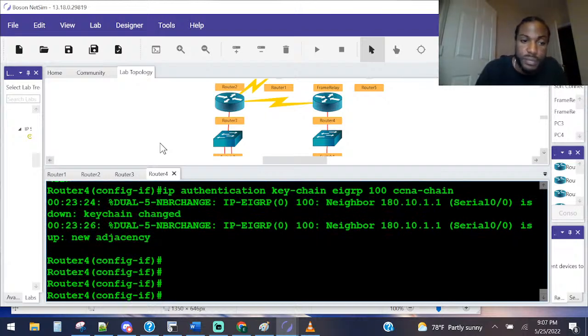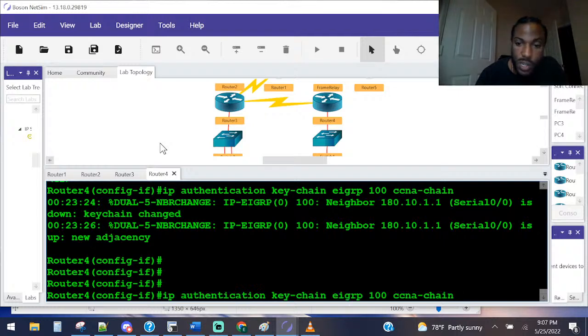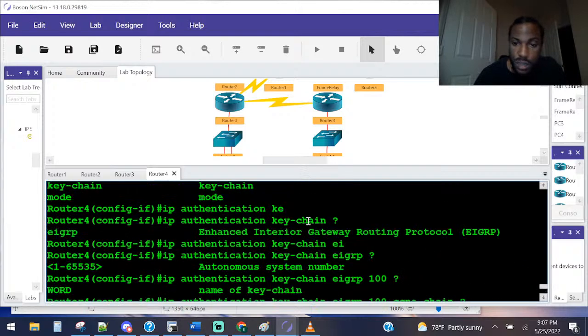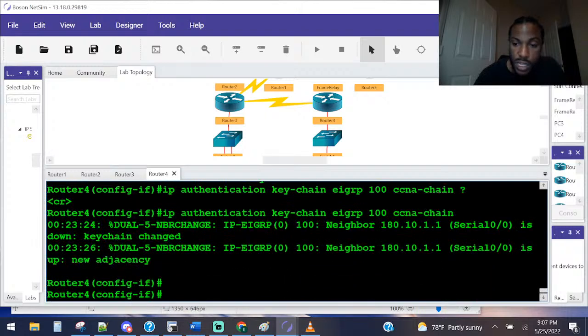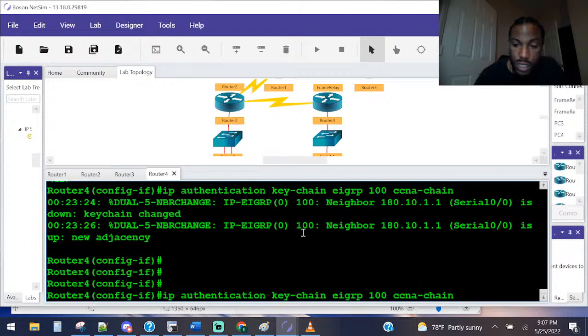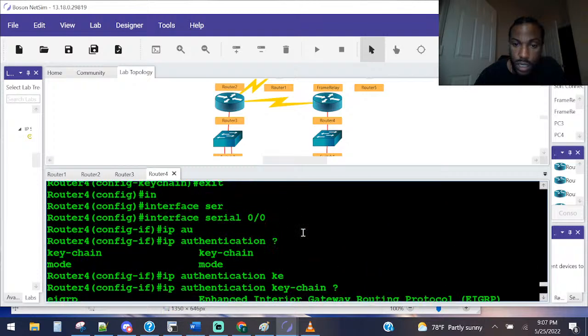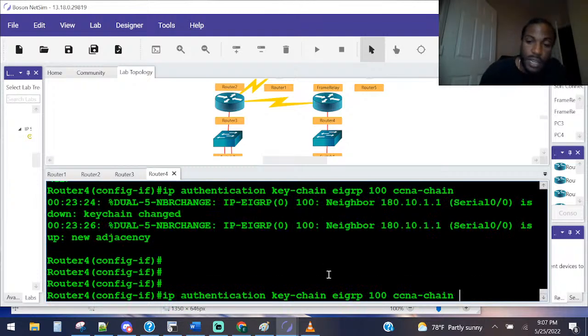That was weird. Let me see. Keychain changed. No, that ain't right. Let me make sure I did that right. CCNA-chain, and then what do I do on this side? The key string is boson. But I saw that mode. I forgot what that is. Let me make sure I did that right.